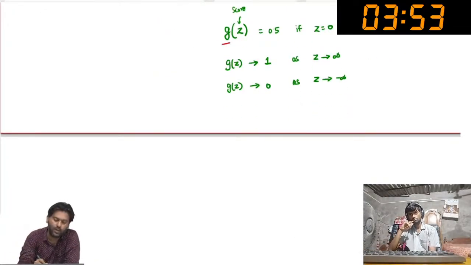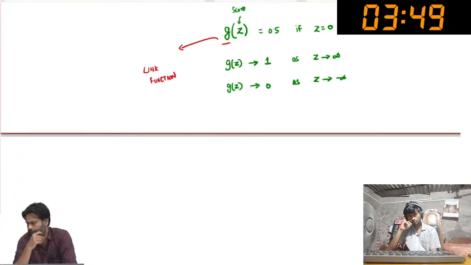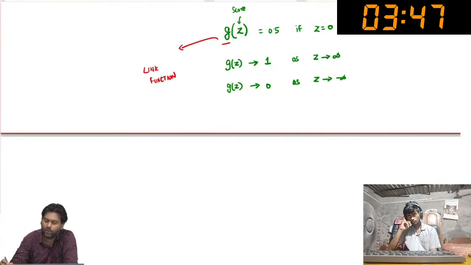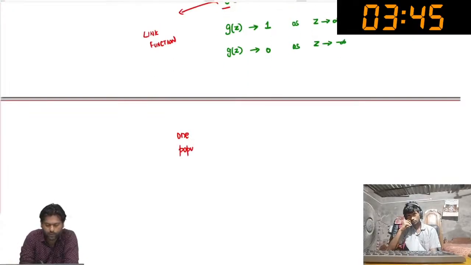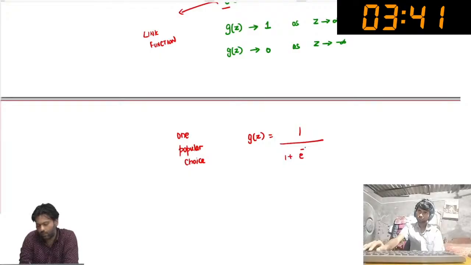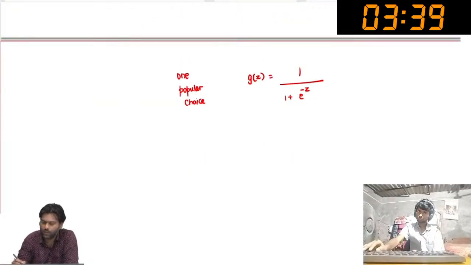It is called a link function because it links scores, which are real numbers, to probabilities. There are several link functions that you might encounter in practice, but one popular choice for a link function is the following: g of z equals 1 divided by 1 plus e to the minus z. This function is sometimes called the sigmoid function or logistic function, and I'll plot this function and show you how it looks.